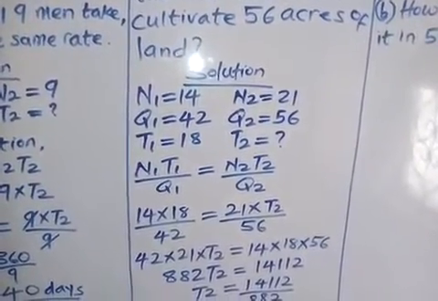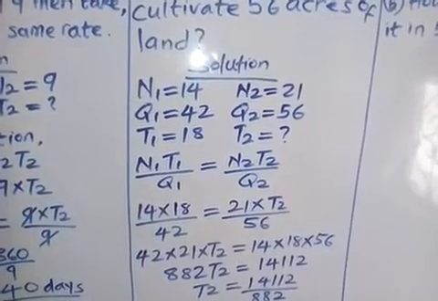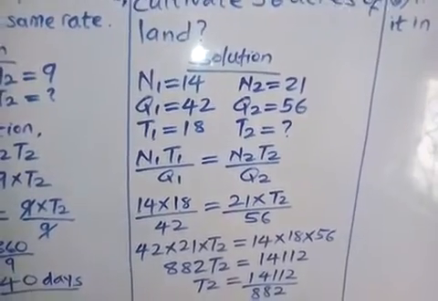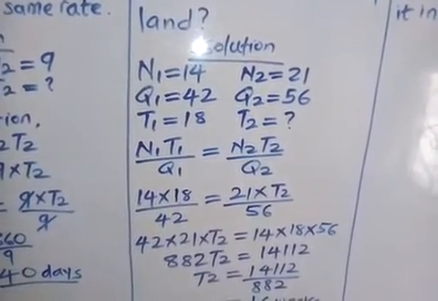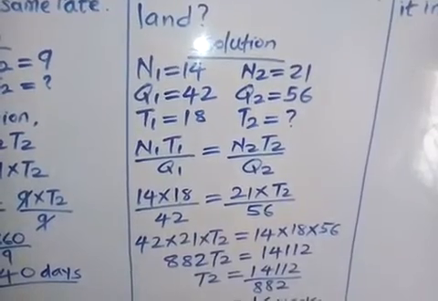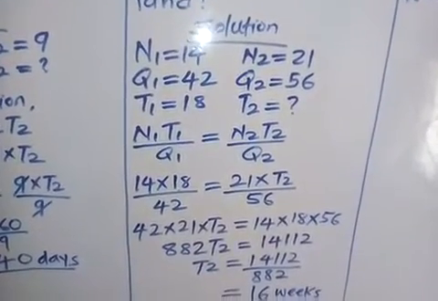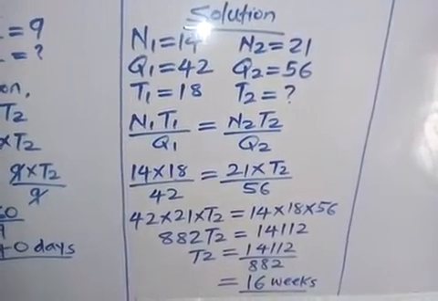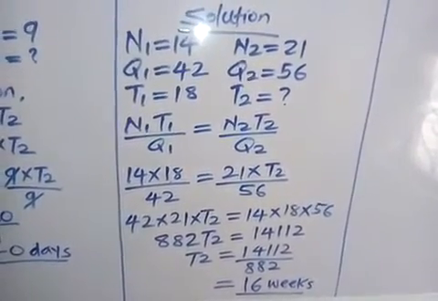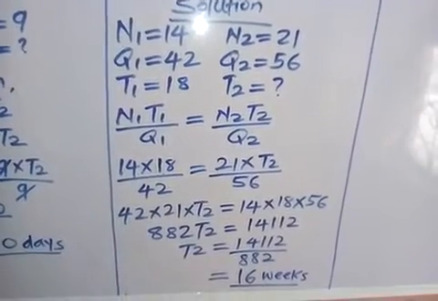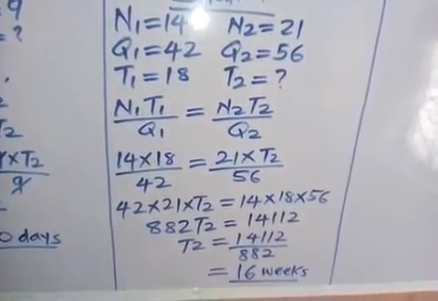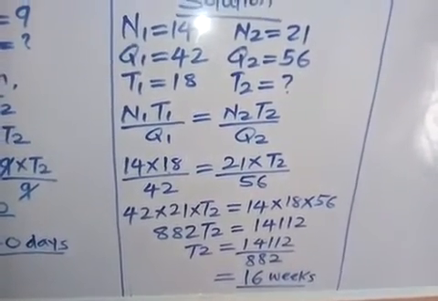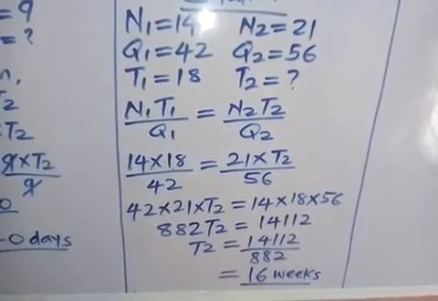From here, what is the basic equation? The equation to be used will be the one that connects N1, T1, and Q together. So we have N1T1 all over Q1 equals N2T2 all over Q2. So from there, our N1 is 14 multiplied by 18 all over 42 equals 21 times T2 all over 56. So here, when we cross multiply, we have 42 multiplied by 21 multiplied by T2 equals 14 multiplied by 18 multiplied by 56.